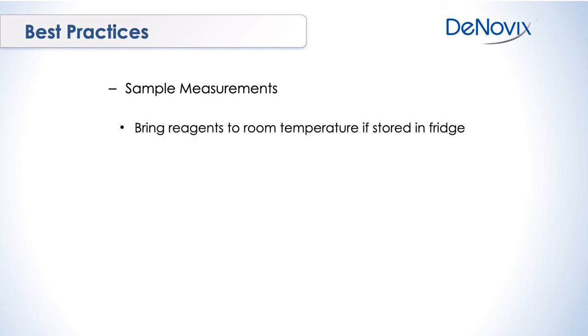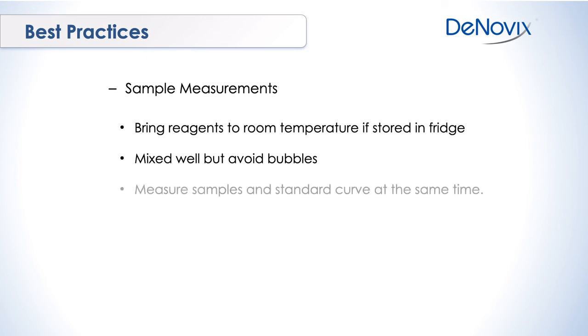Make sure you bring all the reagents up to room temperature if you've stored them in the fridge, so make sure everything is room temperature before you set them up. Mix them well, vortex all of the reagents and the samples before you measure them, but avoid bubbles. Bubbles can refract the light and cause anomalous results.